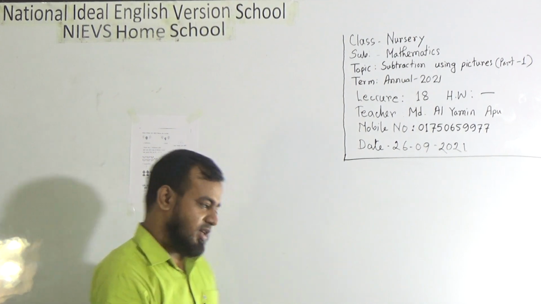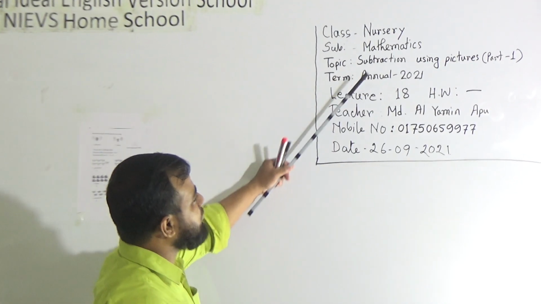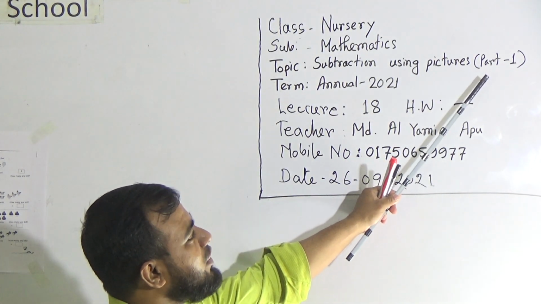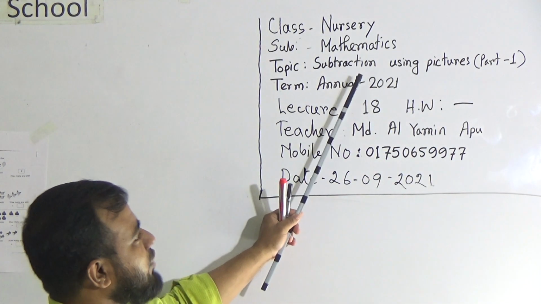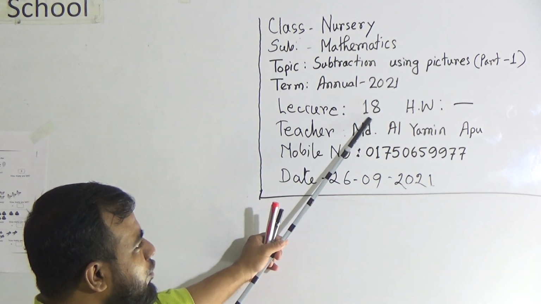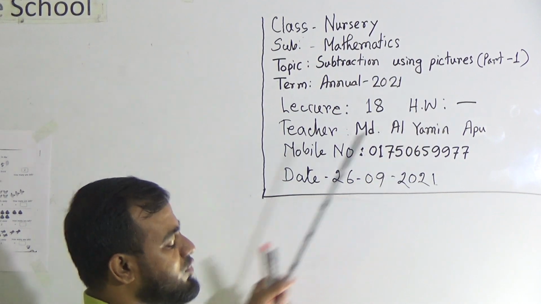Our today's topic is subtraction using pictures, part 1. That means it's the first class on the topic of subtraction using pictures. The lecture number is 18. You have no homework today. Your homework number is blank.